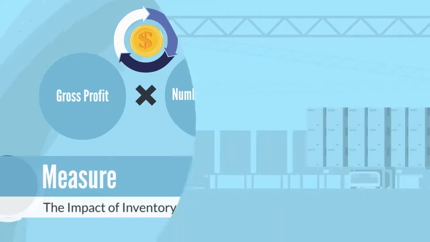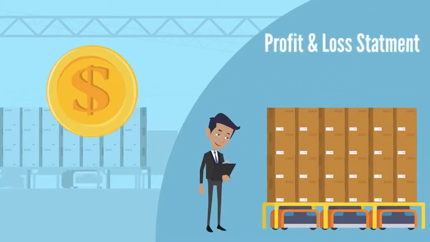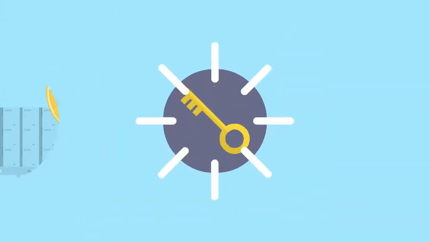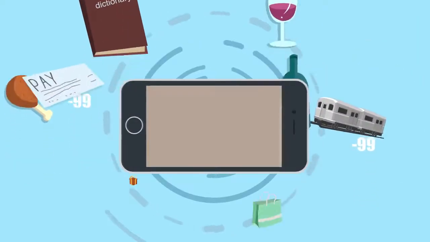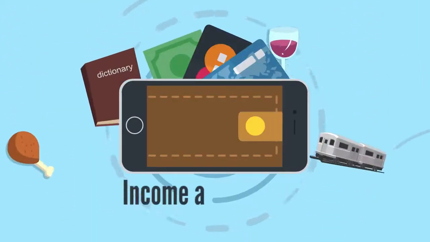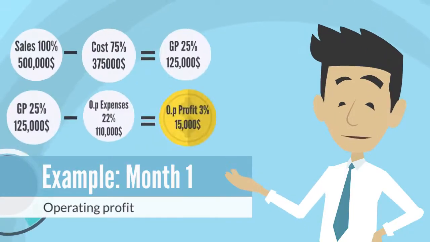You can see how pricing and inventory management affect your profit by reviewing your profit and loss statement, or the P&L. This key financial statement shows the results of business operations over a period of time, like a month, quarter, or year. Ultimately, it shows the relationship between income and expenses, so you know if there was a profit or a loss. In this example, the operating profit shows 3%.